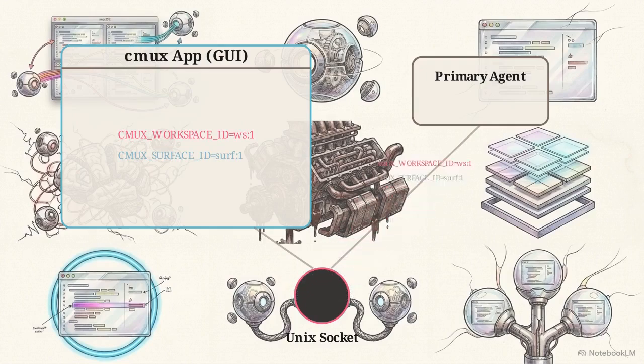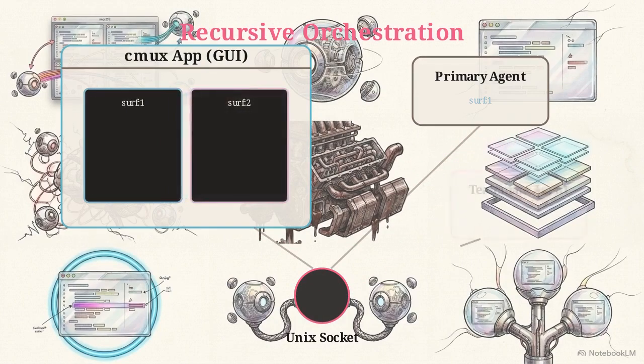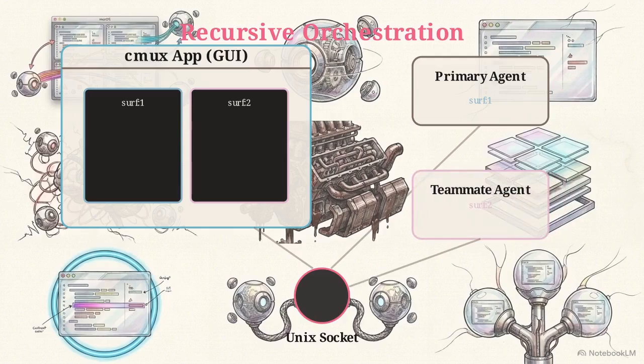When an agent starts, CMUX injects specific environment variables, like the workspace ID and surface ID, directly into the shell, giving the agent spatial awareness of its exact location. This awareness allows for recursive orchestration. A primary agent can send a CMUX new-split command through the socket, triggering the UI to physically split and spawn a secondary teammate process.